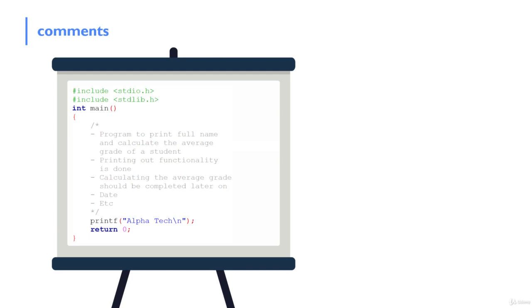for example specifying some status or whatsoever. In this example we specify what the program does, that it prints the full name and calculates some average grade of a student, and then we also print that the functionality is done and maybe some status about the date and some other information about what should be done in the future and so on. So basically everything that may be necessary for us or for another developer that will see our code in the future. So anything that was written after the /* and before the */ should be considered as a comment.